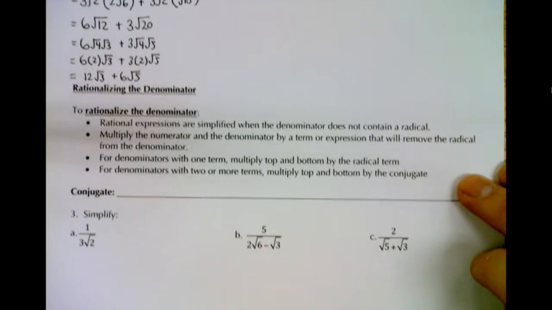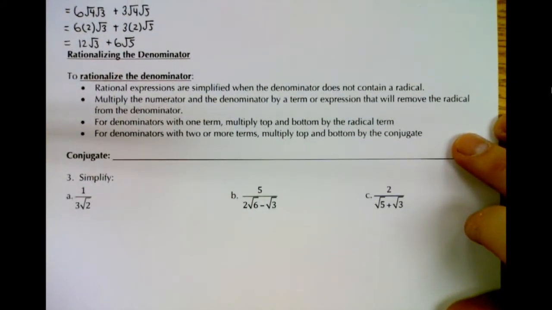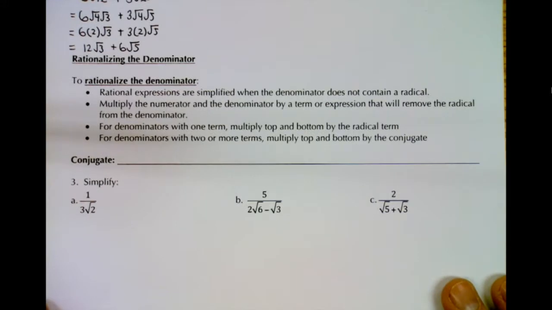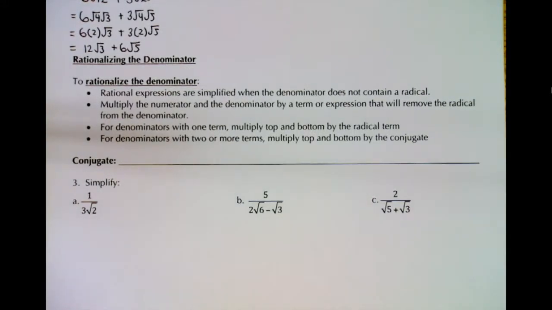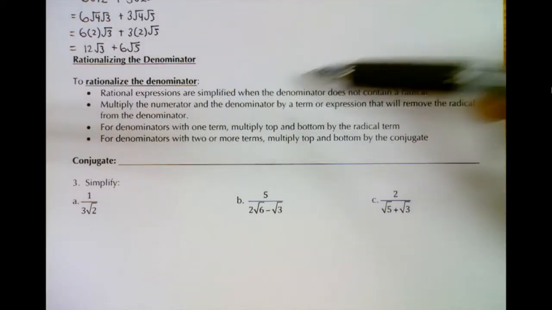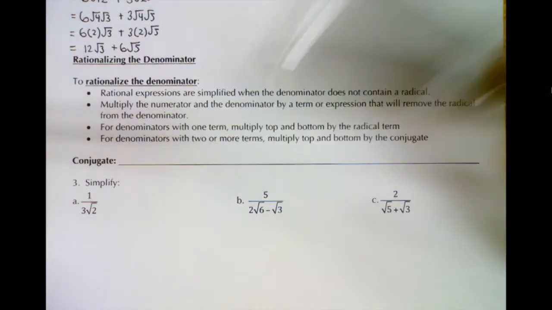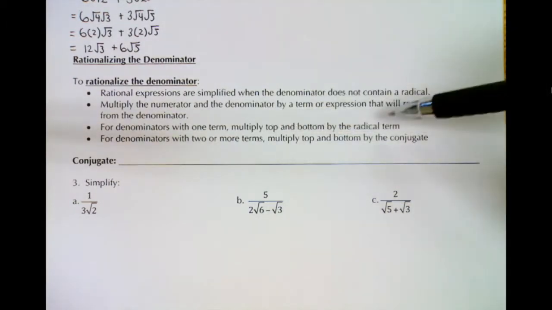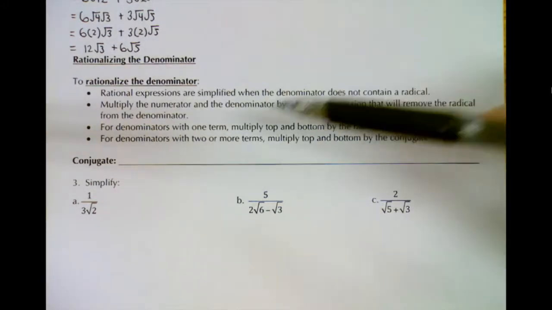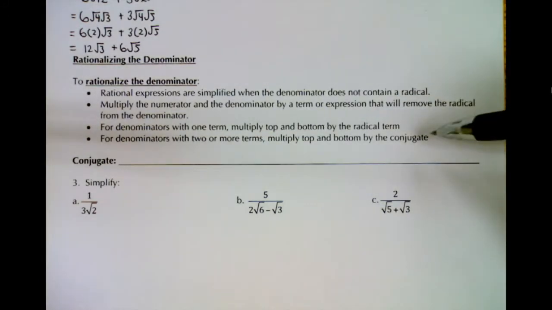Let's try rationalizing. What does rationalizing mean? Well, in the very first video I said when you're simplifying a radical, you can't have a radical in the denominator. So rationalizing is something we can do to get rid of a radical in the denominator. Rational expressions are simplified when the denominator does not contain a radical. So, to get rid of the radical in the denominator, we can multiply the numerator and denominator by a term or expression that will remove the radical. If there's one term in the denominator, you multiply top and bottom by the radical. If the denominator has 2 or more terms, you multiply the top and bottom by something called the conjugate.